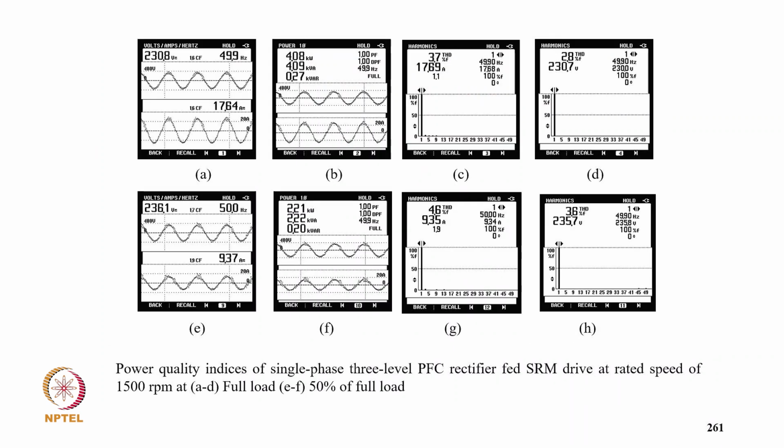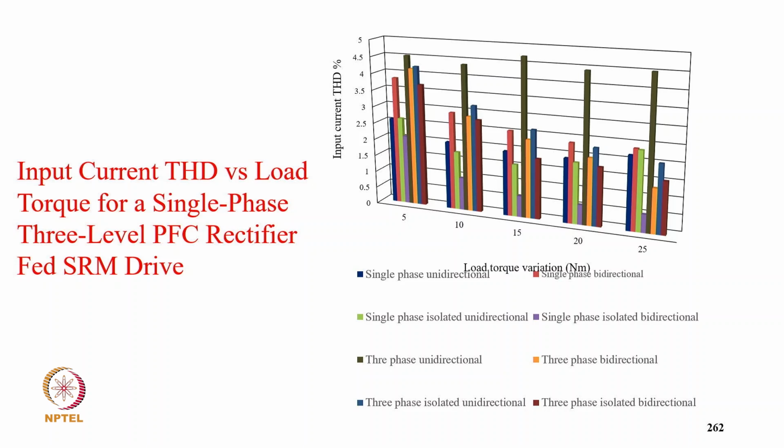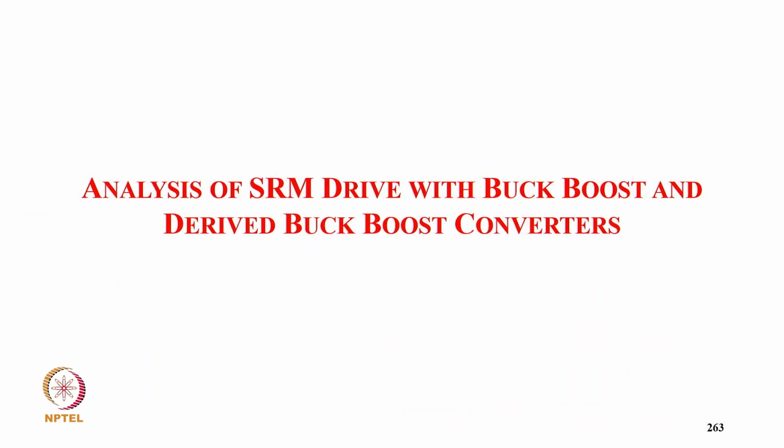These are the power quality performances that you can see at full load. We get 3.7% THD with unity power factor, and for half load we get 4.6% THD with unity power factor. Now coming to input current versus load torque: input current THD with the load torque with the 3-phase rectifier. You can see how the THD remains less than 5% for different kinds of converters.